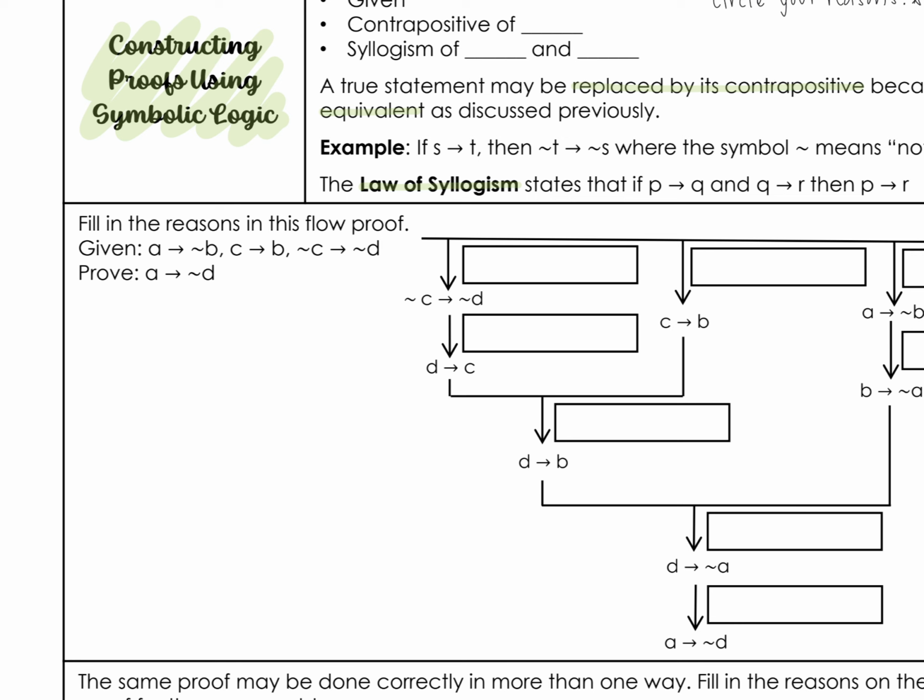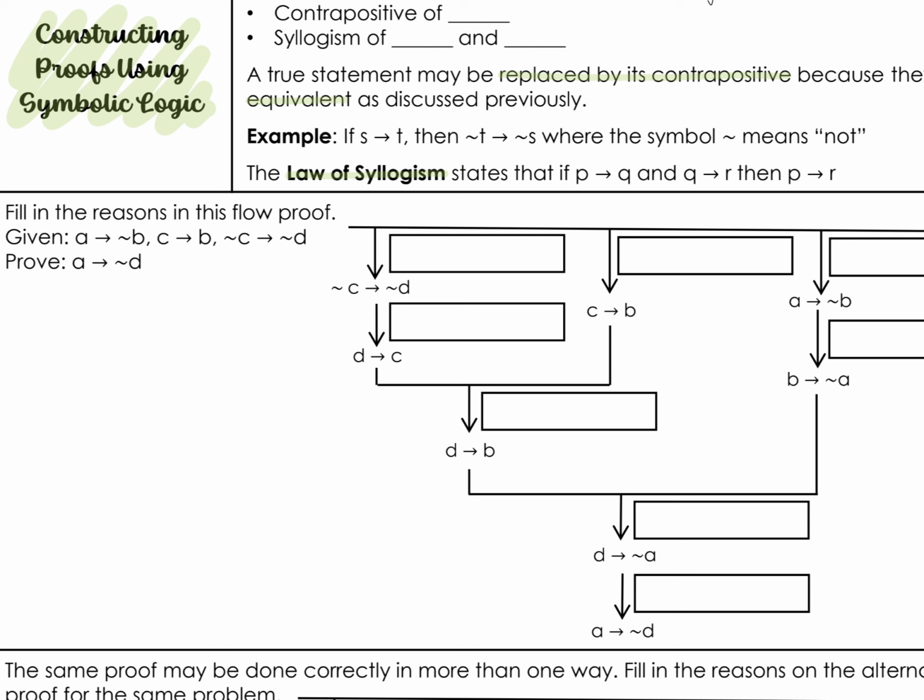Okay, so the best way to start a proof is with your givens. If you notice here, all three of these are going to match up to this given here. So guess what your reason's going to be? Given. So we're going to fill in given for all three of those top boxes because that's where we are coming up with those.